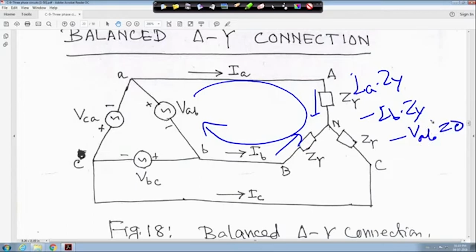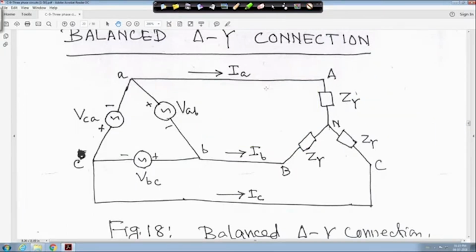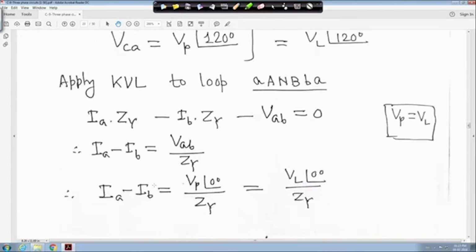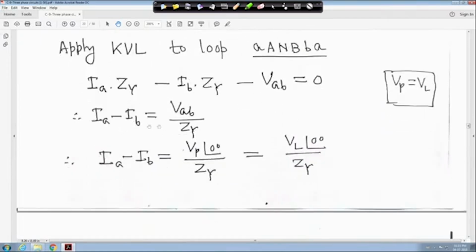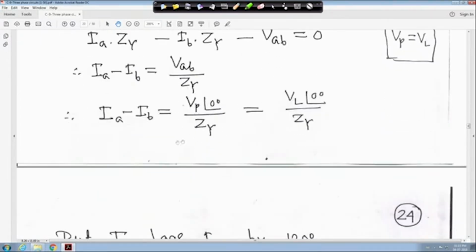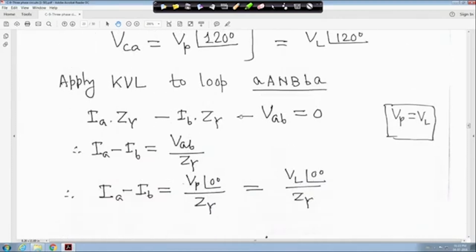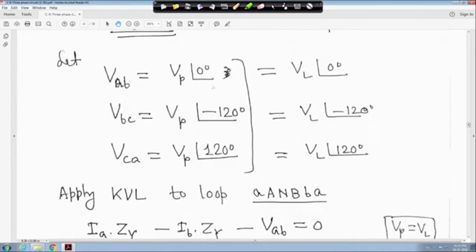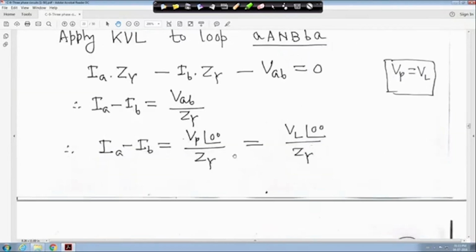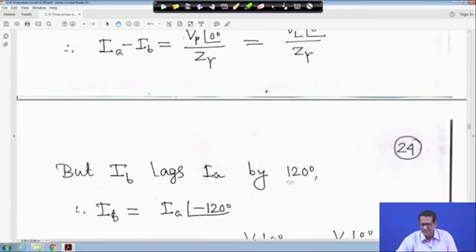This way you can write the equation: IA ZY minus IB ZY minus VAB is equal to 0. That means IA minus IB is equal to VAB upon ZY, that means IA minus IB is equal to VP angle 0 upon ZY, because VAB is VP angle 0. Here it is given that VAB is equal to VP angle 0, which is your line voltage VL angle 0. So this is upon ZY, IA minus IB, but IB lags IA by 120 degree, we know that.